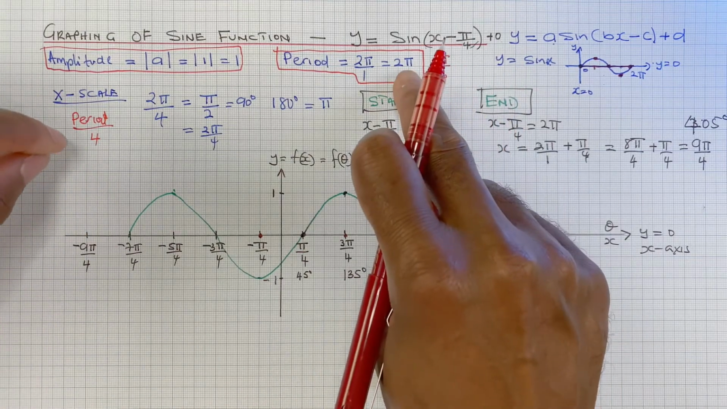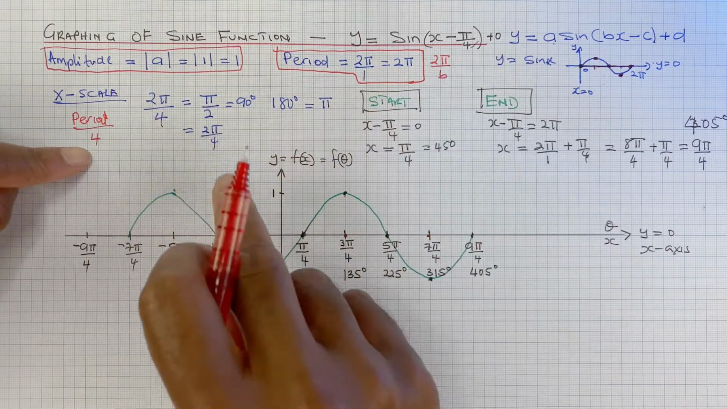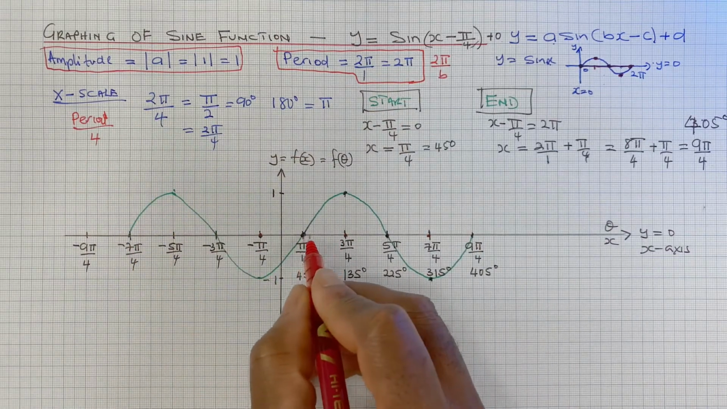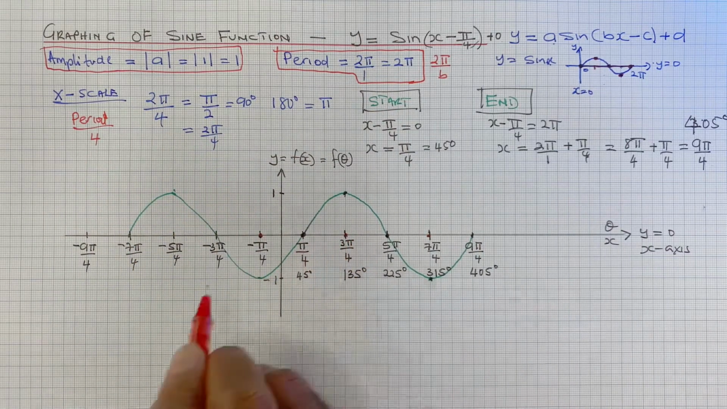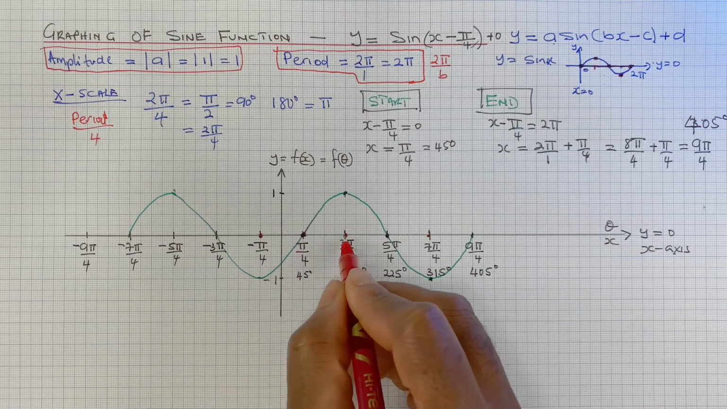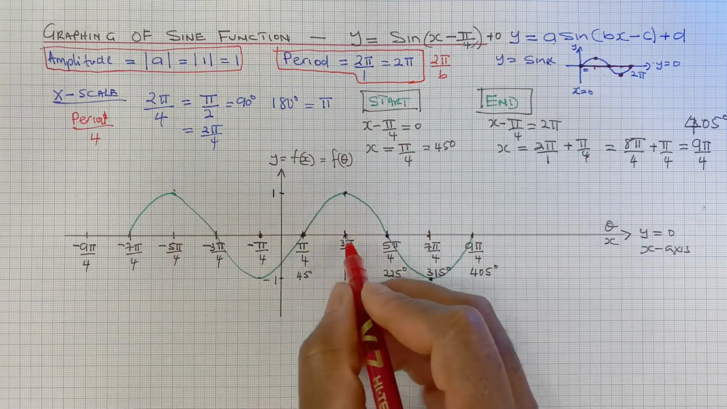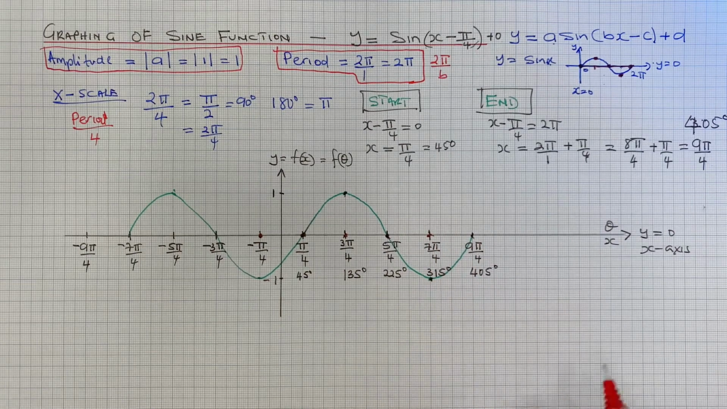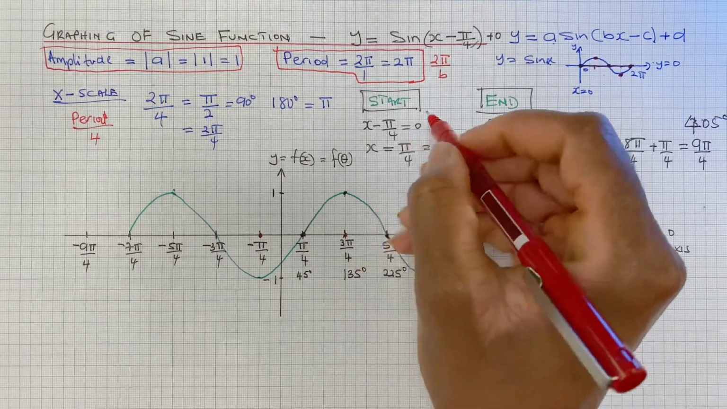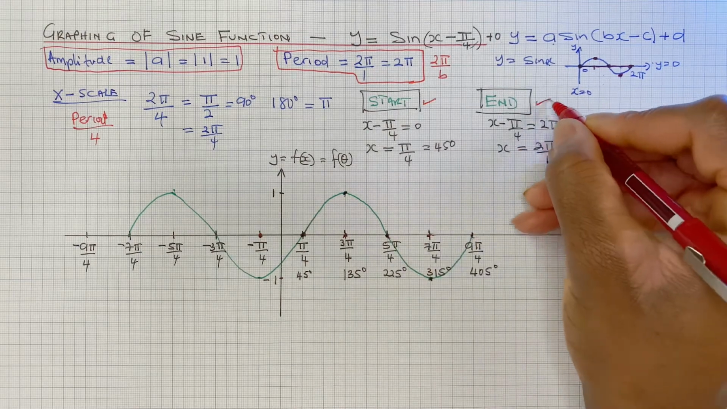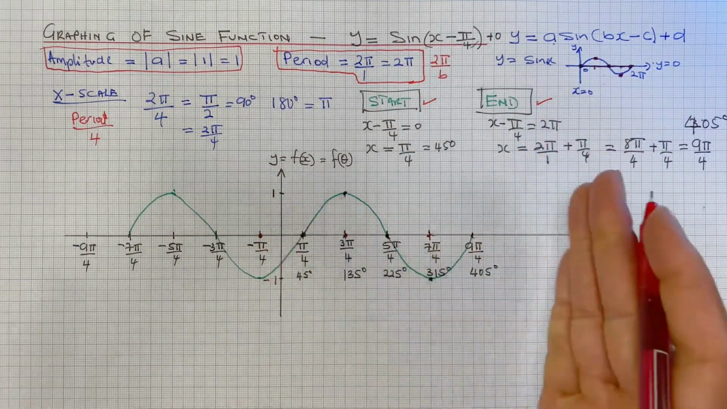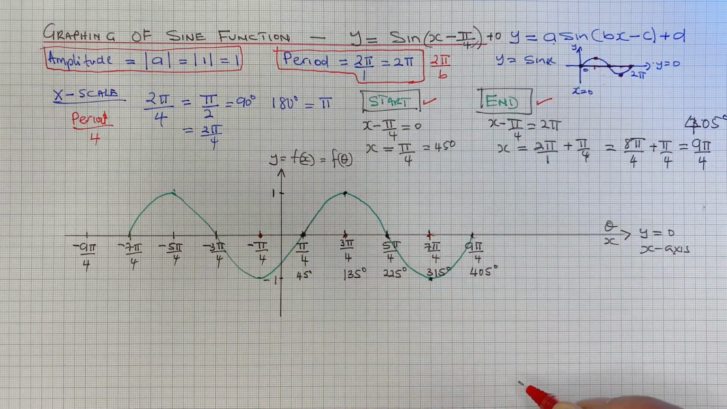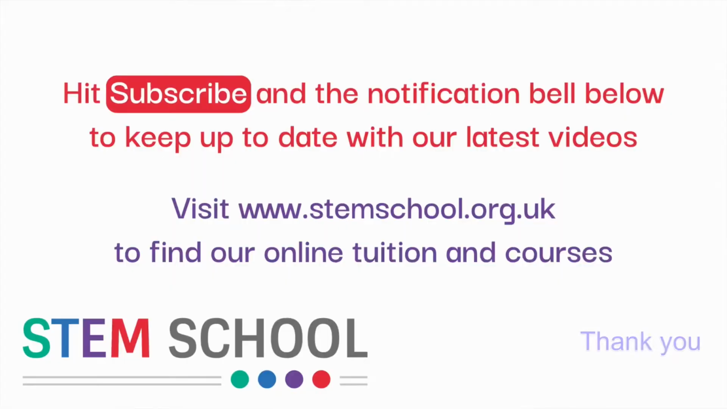Whatever you get for your period, you divide it by 4, that gives you how far you should go every time. So you start there, you go 90, that's what this tells us. You go 90, then 90, then 90, then 90. And that's how you sketch your graph. Always include your start and your end, and then that helps you to gauge your graphing of sine function.